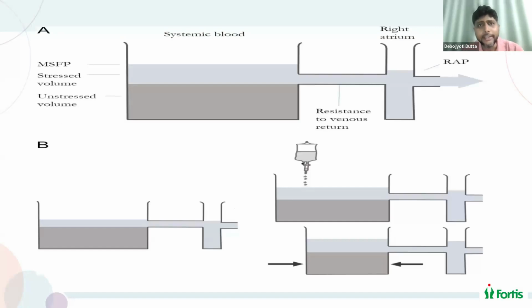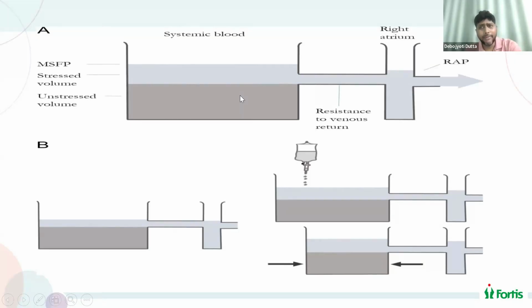This is a diagram I just wanted to put here, showing how the fluid shift happens in our body. On the left hand side, you can see the large reservoir with the mean systemic filling pressure, then the stressed volume and the unstressed volume. On the right hand side, you can see the right atrium and right atrial pressure. Under usual circumstances, the blood volume that takes part in the usual circulation is the stressed volume.